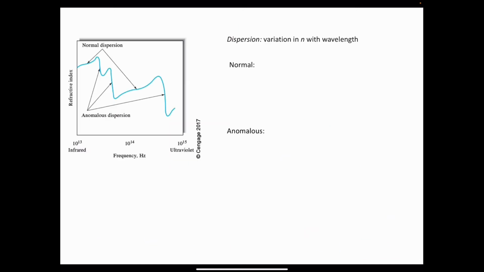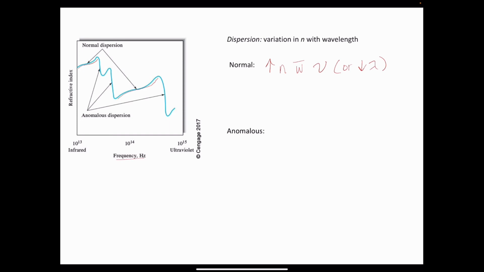So moving on to dispersion. Dispersion just means that there's a variation in the refractive index with wavelength. And there's two kinds of dispersion. There can be normal dispersion, which is an increase in the refractive index with the frequency, or conversely, a decrease in the wavelength, since they're inversely proportional. And so you can see here in this diagram that this area here and this area here correspond to normal dispersion. So you have this increase in the refractive index with an increase in the frequency.